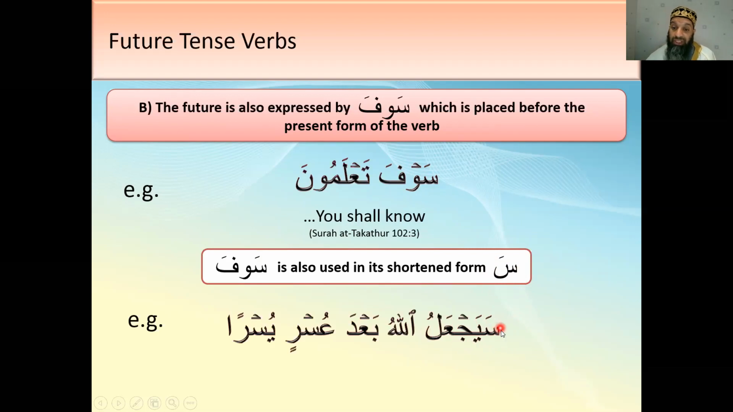So sayaj'alullahu means Allah will make, because the sin makes it future. So the sin makes it future, the sawfa makes it future, and just the present tense by itself in a future sentence, meaning in a sentence that you know is talking about the future, it also then becomes future tense. And the other thing to remember was sawfa normally indicates far in the future, and sa normally indicates close in the future, you know, in the near future and in the far future. Easy way to remember, sawfa is longer than sa. So sawfa, longer, the longer future. And sa is short, so shorter, short future.